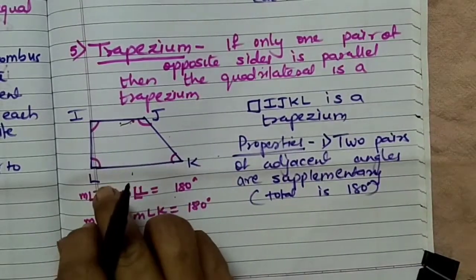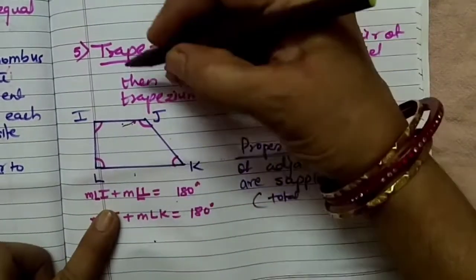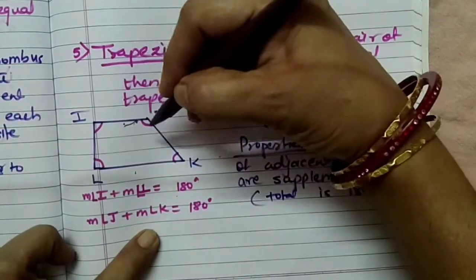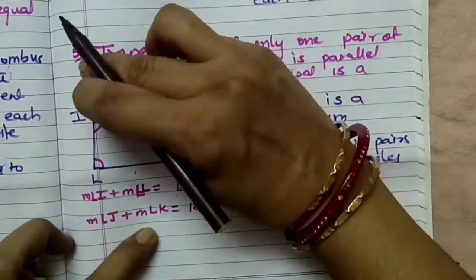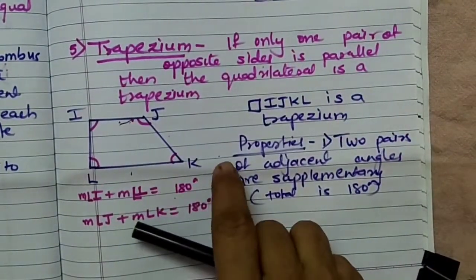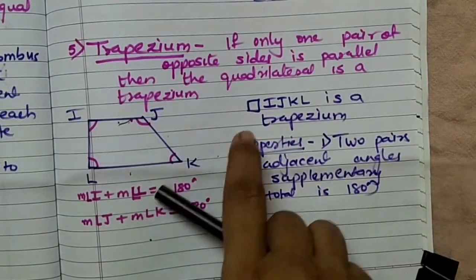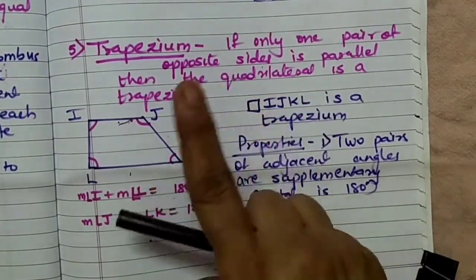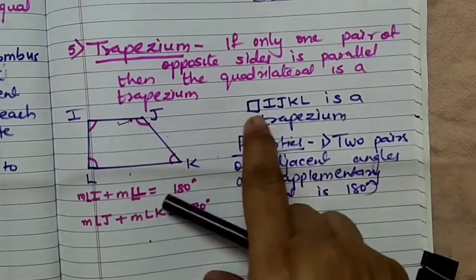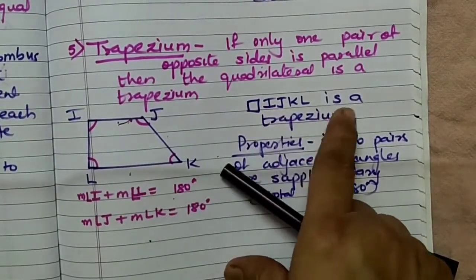But IL and JK, if I extend it this way, if I take this side and extend it, they will meet somewhere. So they are not parallel. So one pair of opposite sides are parallel. Quadrilateral IJKL is a trapezium.